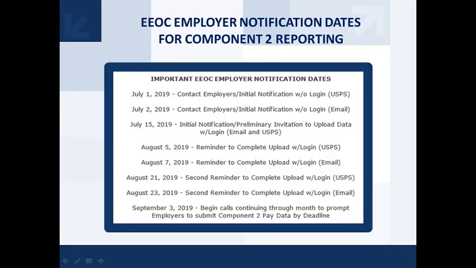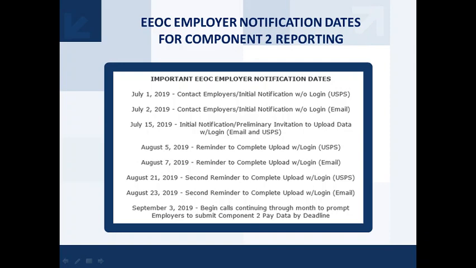In July of 2019, the EEOC began sending their initial notice of immediate reinstatement of revised EEO-1 pay data collection for calendar years 2017 and 2018 via the United States Postal Service, or USPS, alerting companies of the requirement to file Component 2 EEO-1 reports by September 30th of 2019.